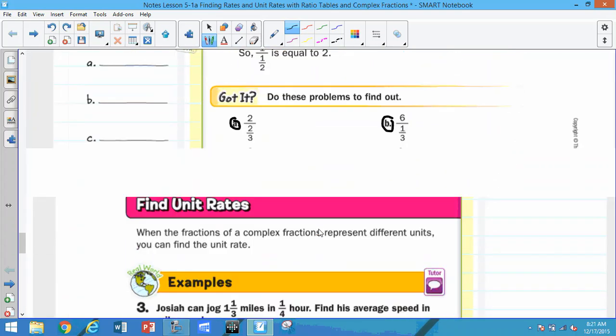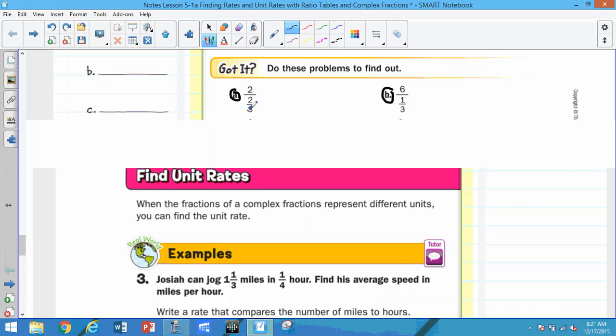Okay, I want you to do letters A and B here. So pause your computer and do the complex fraction of 2 over 2/3 and 6 over 1/3. You have to be really careful, because when you look at these complex fractions, there are 2 fraction bars in it, and that can get confusing. And so the longer fraction bar is your division bar, okay, your ratio bar. So pause your computer and solve these problems, and then come back.